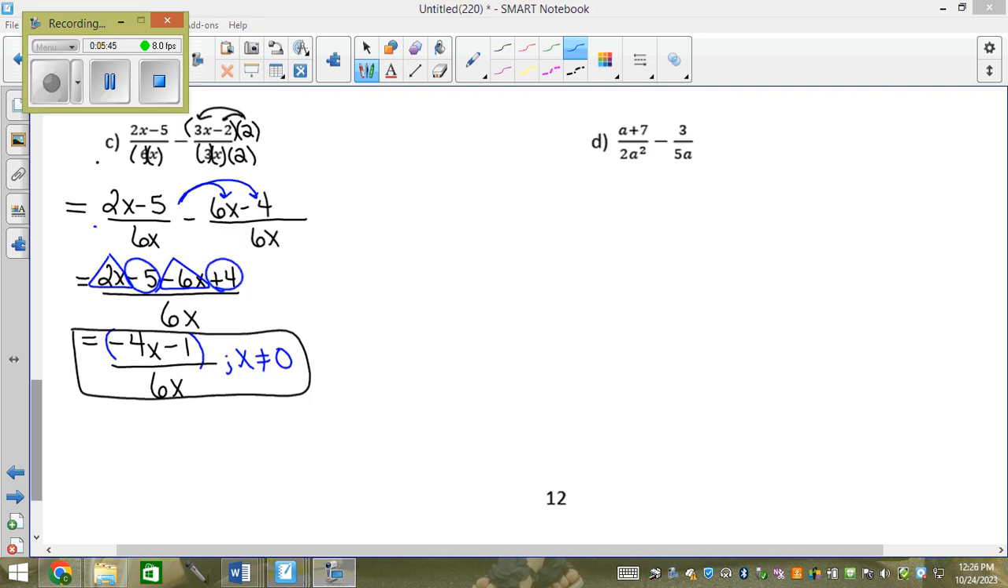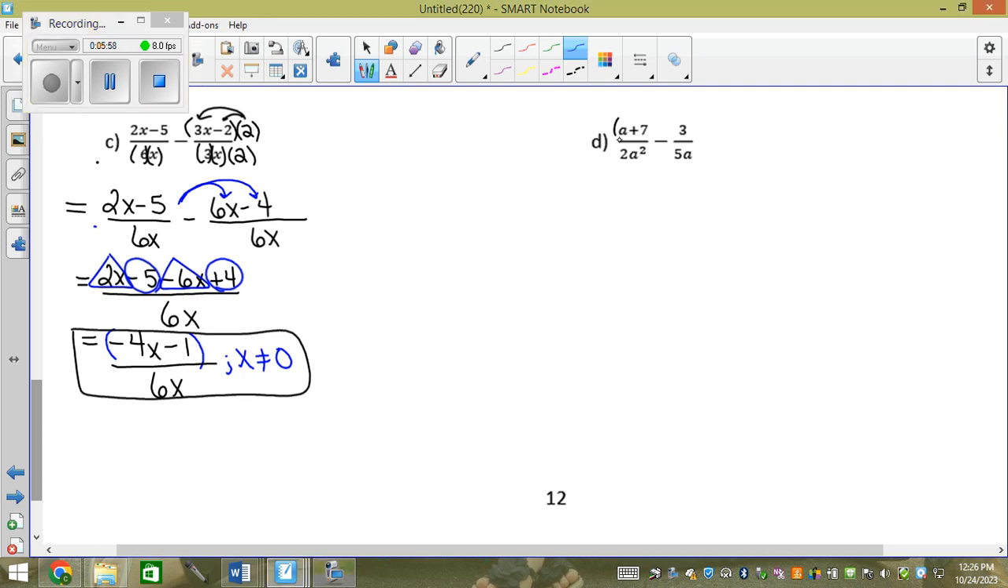So, we have a monomial and monomial denominator, correct? We have two monomial denominators, we can make them be the same. What can we make 2a squared and 5a be the same? 10a squared. So this one I'm going to have to multiply by 5. And this one I'm going to have to multiply by 2a.